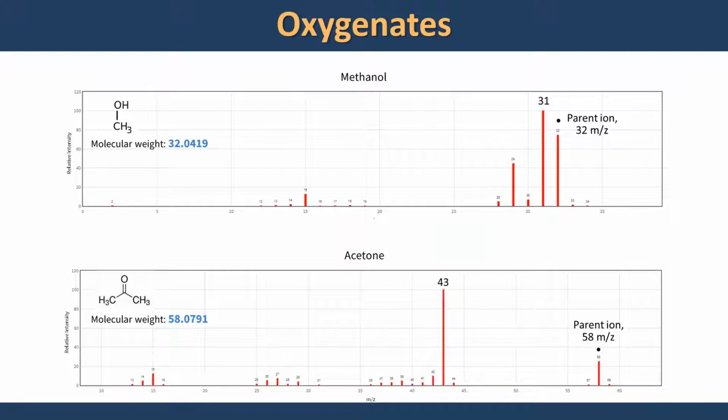Oxygenates, also catalyst poisons, so we better look at those. We've got methanol and acetone. The methanol up on top, remember there's our mass 31 that we were talking about earlier. So we'll use that for methanol. Down at the bottom, acetone, completely different. Major at 43 and a parent at 58.